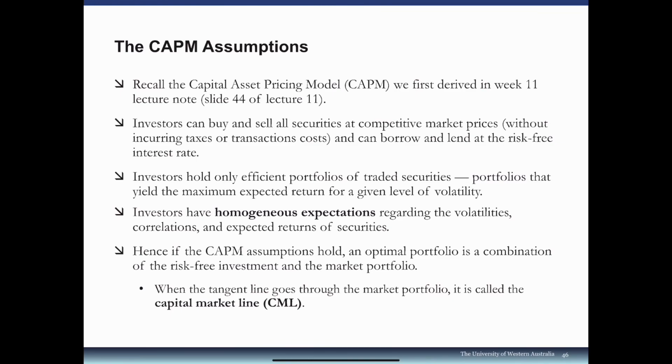And now let's go on to the CAPM framework. That will be slide 44 of lecture 10, roughly. If we recall the CAPM, the capital asset pricing model, we first derived in week 10, not week 11, sorry, I forgot to correct that. Investors can buy and sell securities at competitive market prices without incurring taxes or transaction costs, and can borrow and lend at a risk-free interest rate. So these are all the implicit assumptions that we have been making so far.